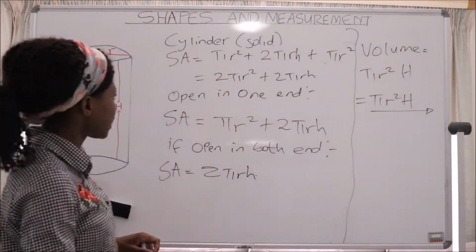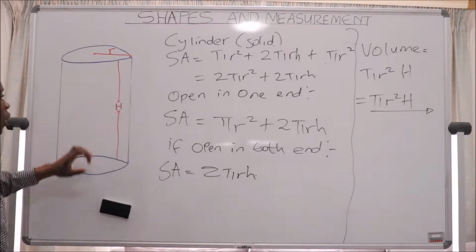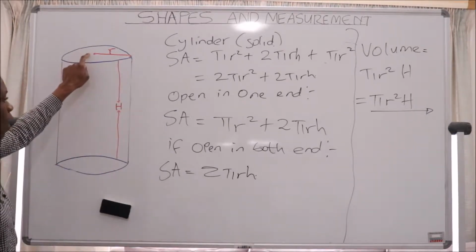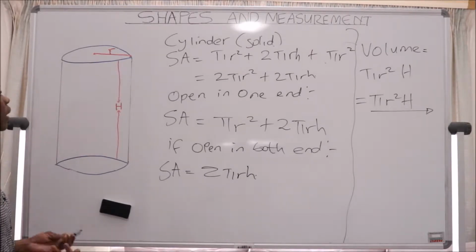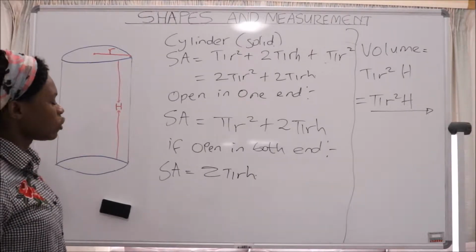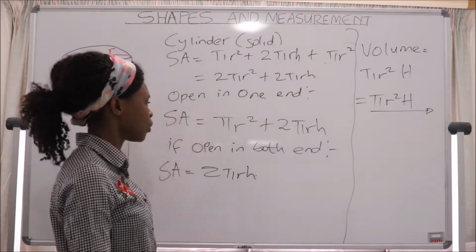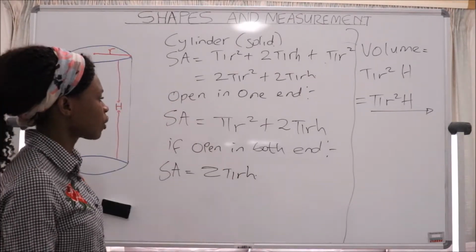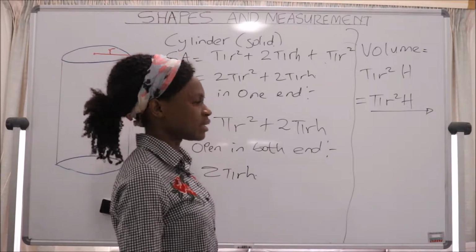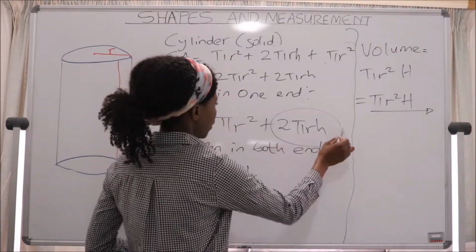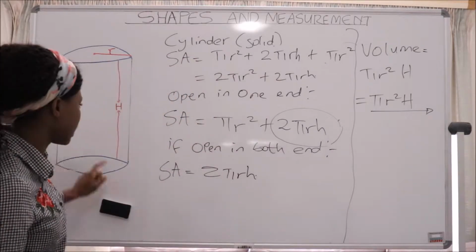Alright guys, I hope you understood the equation, that if it's open in one end, then the surface area has to change and we have to remove one of the circles, either the bottom or the top. So it still remains the same either way, whether it's the bottom or the top circle, the equation remains as pi r squared plus the circumference of the circle multiplied by height, of which this is the area of the in-between rectangle here.